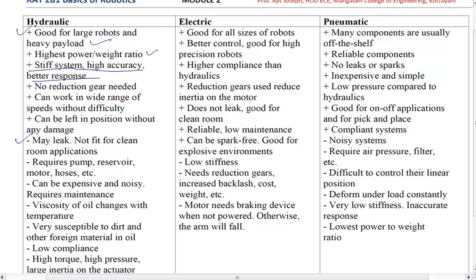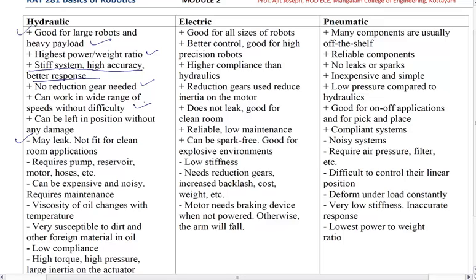We do not need any gear system for controlling it. We can just control it by the area. So there is no reduction gear needed, and the gear system is avoided. You might think that a gear system is required. Yes, we require a gear system, but in hydraulics we have something better than the gear system, and it can work in a wide range of speeds without difficulty.